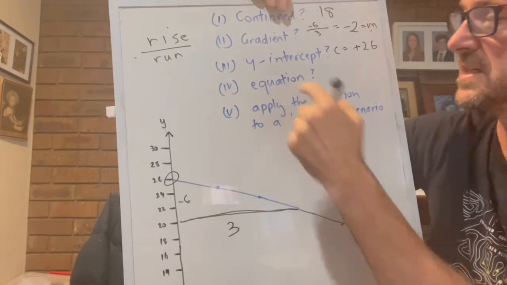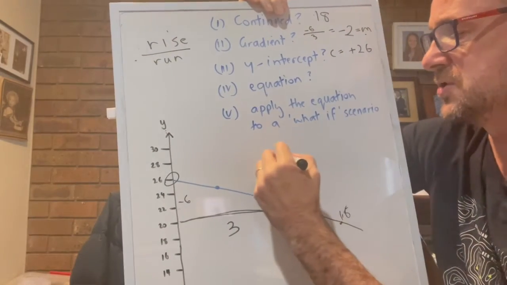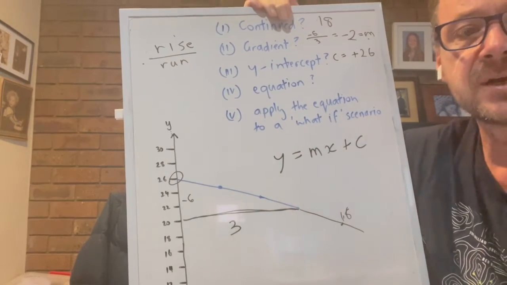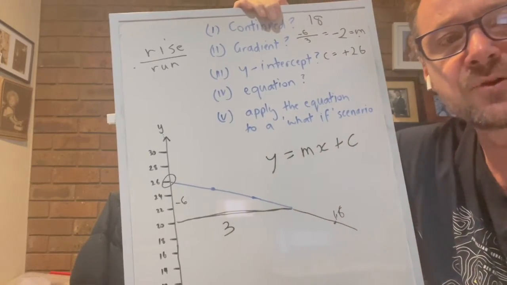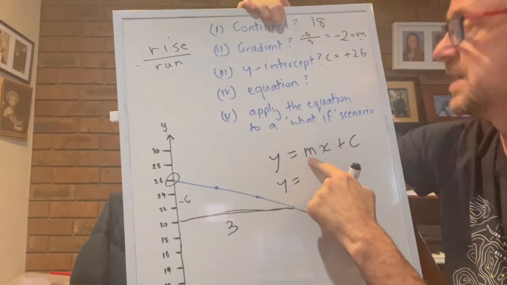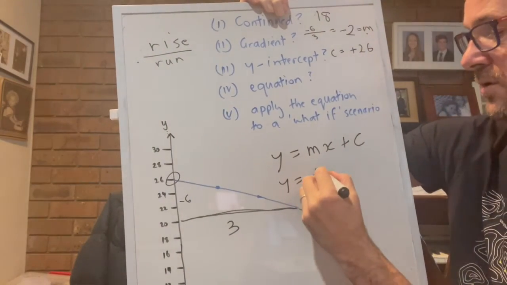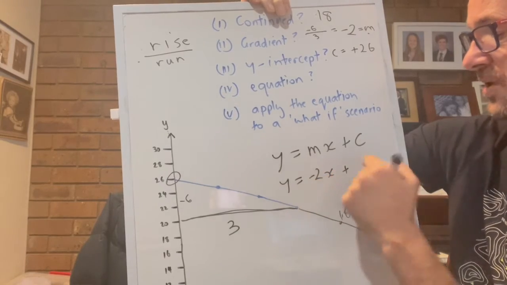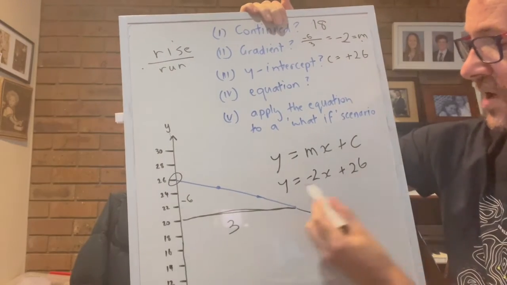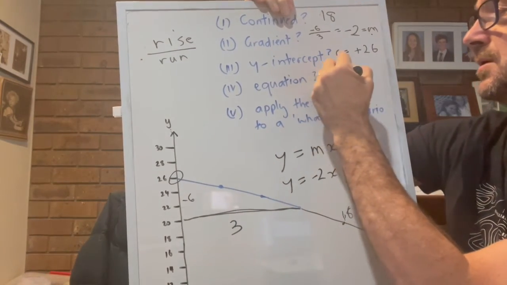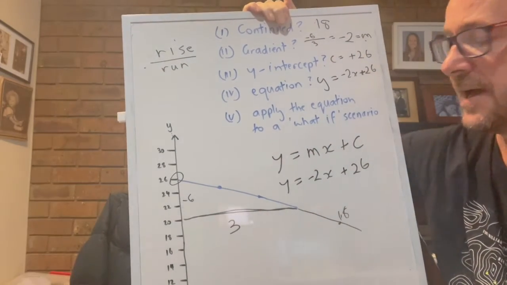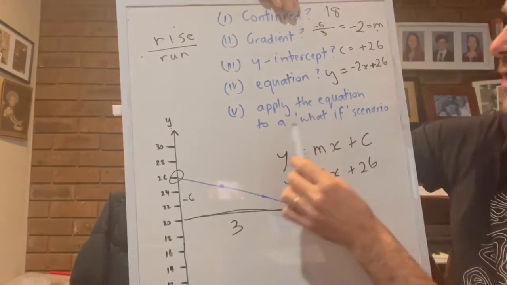Now, the next thing is we need to find an equation. We use this general rule, y equals mx plus c. It's always worth writing that on your page, because then you can work underneath it and add the flavors into it. So here we have the m, which is up here, which is -2, and the x, and the plus, and the c here is 26. So that creates our equation, y equals -2x plus 26.